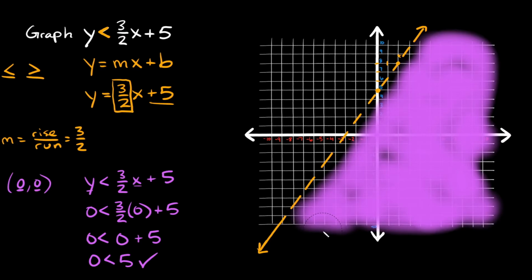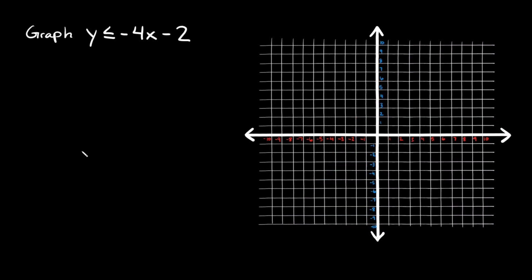So let's keep going and do one last example. Okay, here is our second example. So this one says graph y is less than or equal to negative 4x minus 2. Okay, so again, the first thing you want to do is put this in slope-intercept form. And you do that by replacing your inequality symbol with an equal sign, okay? So this is going to be y is equal to negative 4x minus 2.